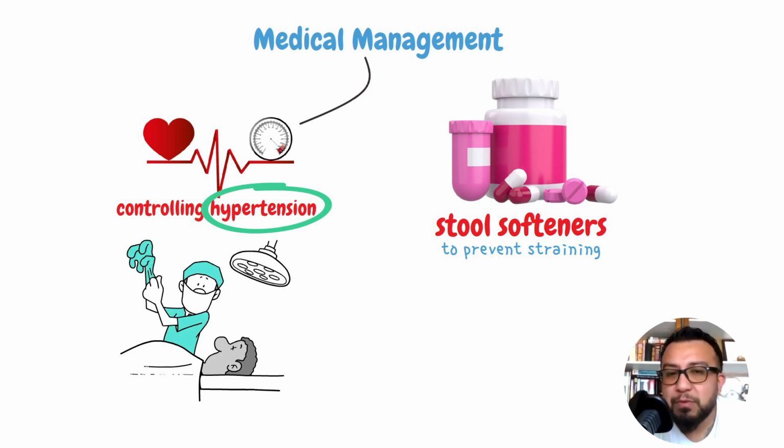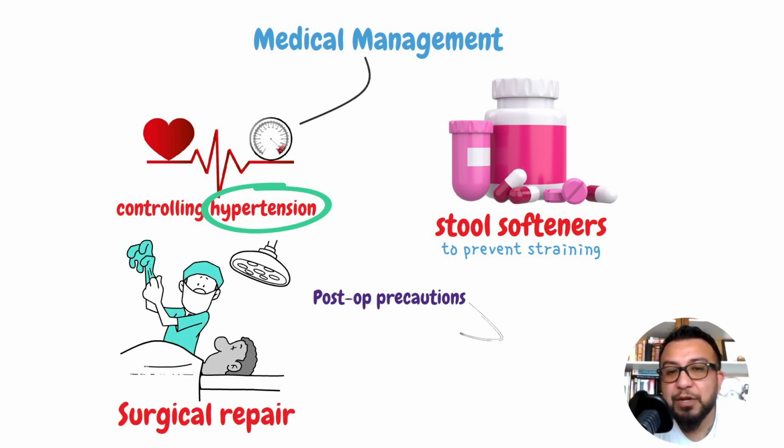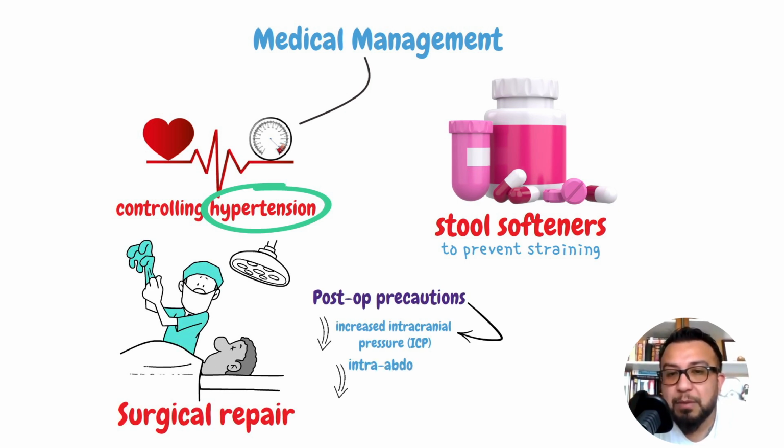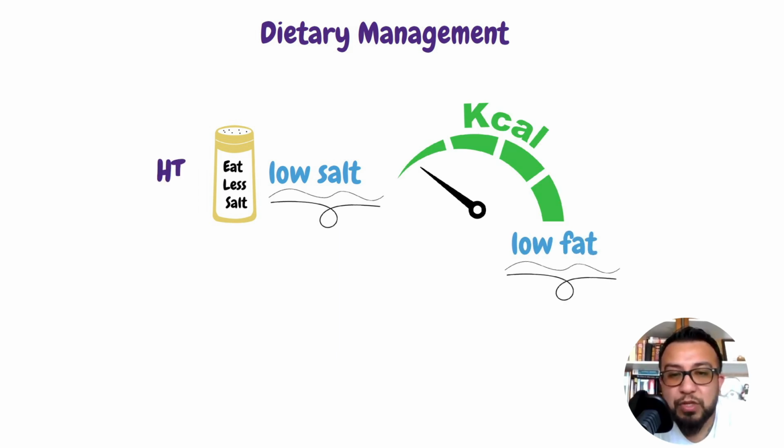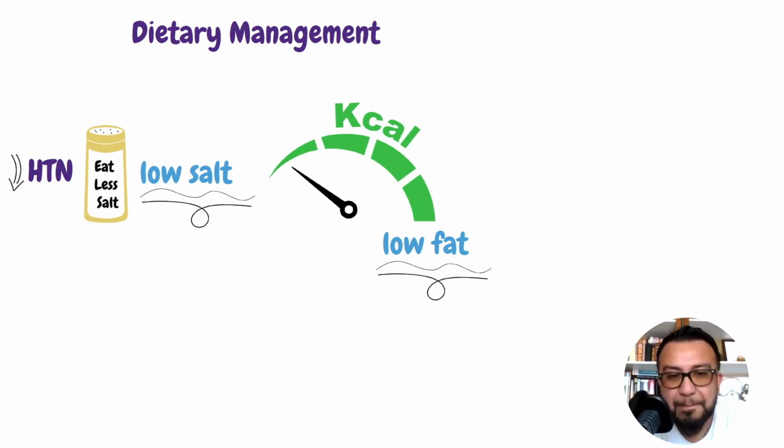Surgical repair may be required. Post-op precautions aimed at decreasing ICP and intra-abdominal pressure if that's where the aneurysms were located. Dietary management includes low sodium, low fat diet, and control of blood pressure, of course, is of the utmost importance, and that's where we limit the sodium and the fat in the diet.